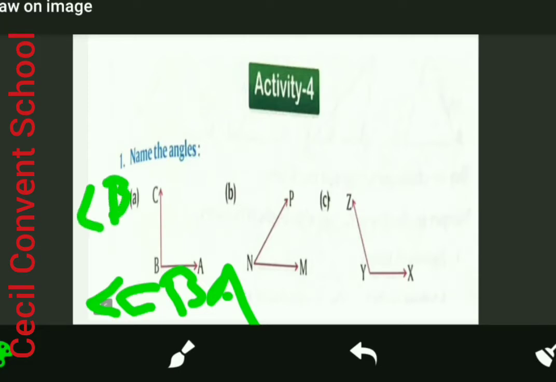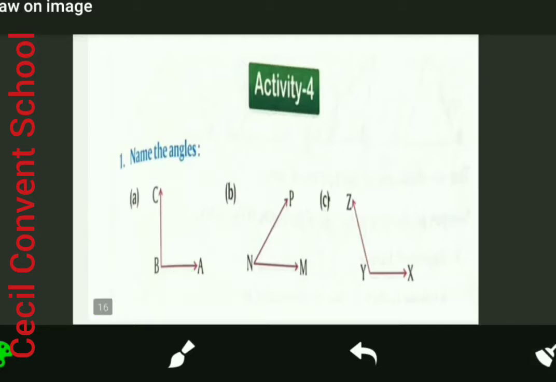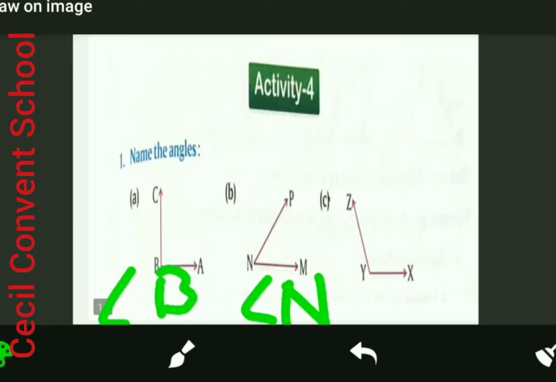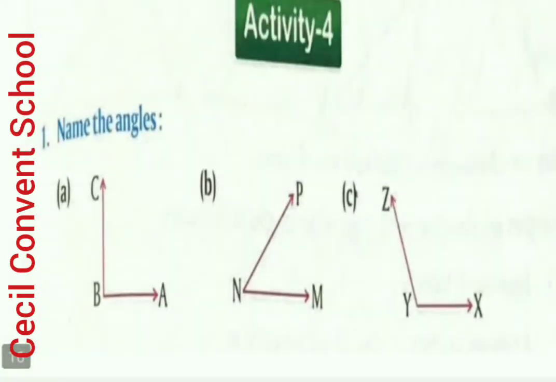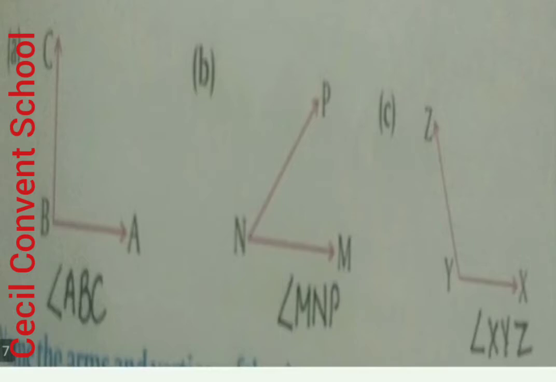Clear? Now, B part, the answer will be angle N. If you write angle MNP also, that is also correct. If you write angle N only, it means the center one you have to take. And C part answer is angle Y. Clear? Or you can also write angle ZYX. So write down in your maths books. Now I have written in this manner: angle ABC, angle MNP, angle XYZ. Clear? You can write a single name also, as I have shown you, in that manner only.